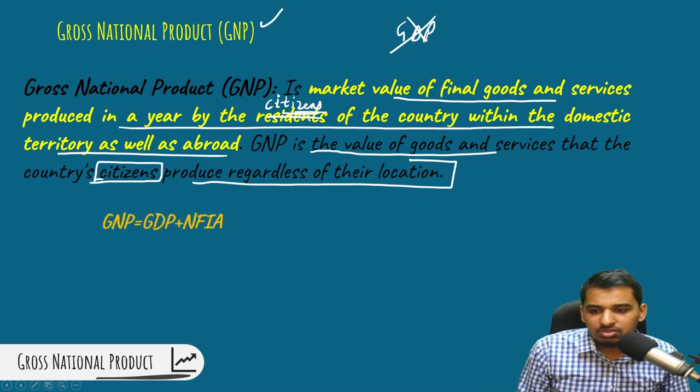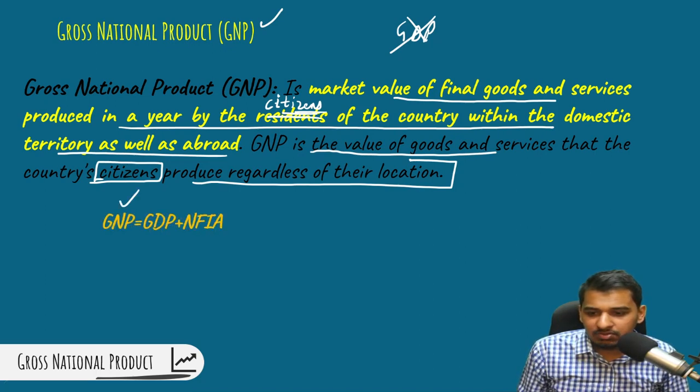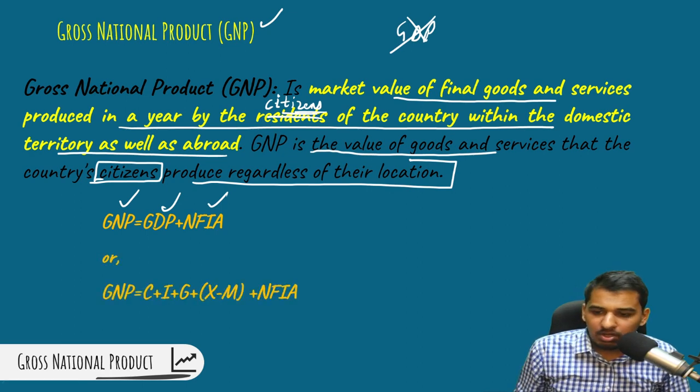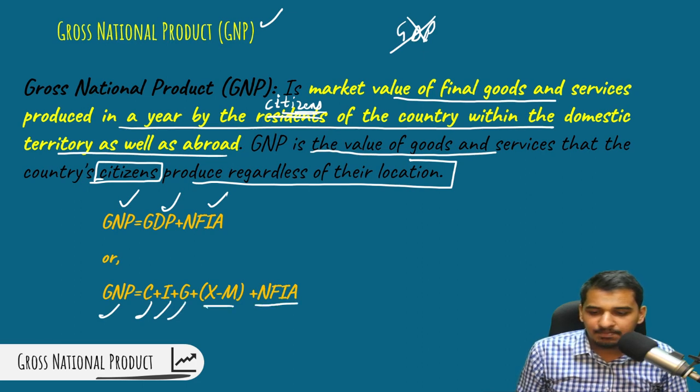Please remember this. The formula is GNP equals GDP plus net factor income from abroad. Or GNP can be calculated as C plus I plus G plus net exports NX plus NFIA, because C plus I plus G plus NX is nothing but your GDP. So I hope this is clear. These are the ways in which you calculate GNP.